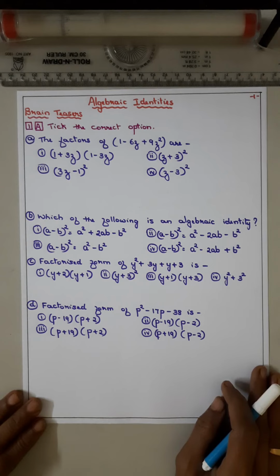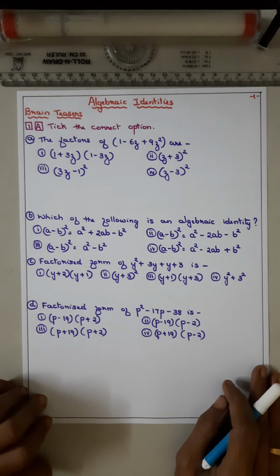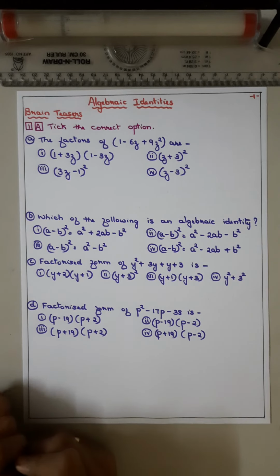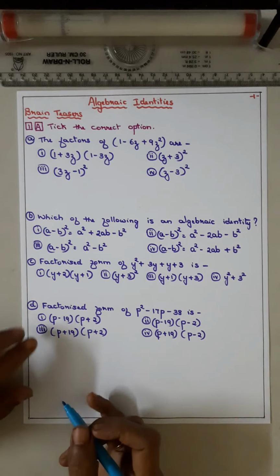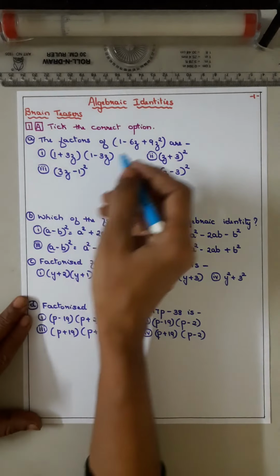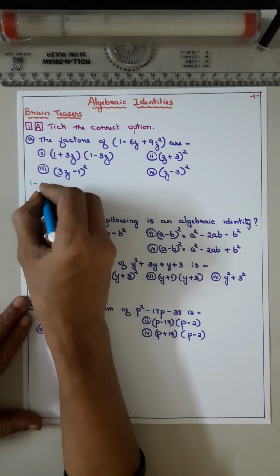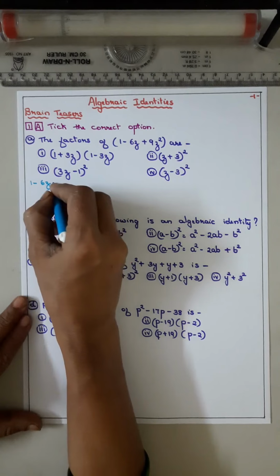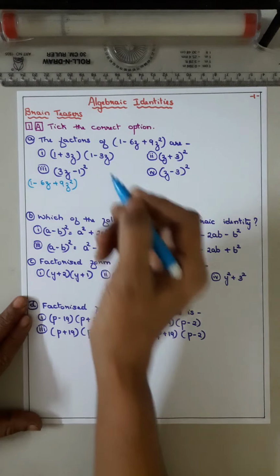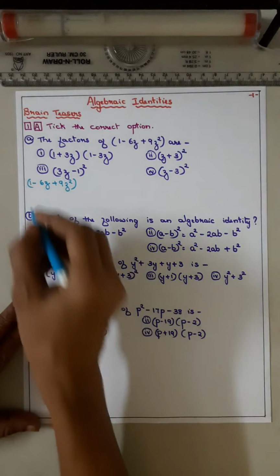Now coming to the first question, A, tick the correct option. The factors of 1 minus 6z plus 9z squared are. So options are given. So we have to solve and see which is the correct option. So the question is 1 minus 6z plus 9z squared. So first rearrange it.